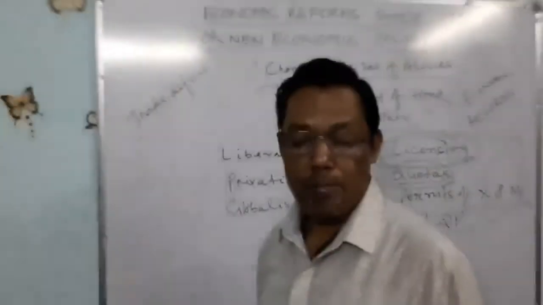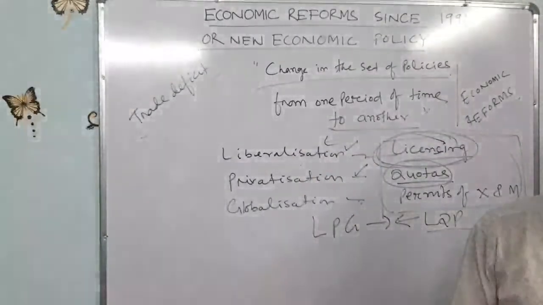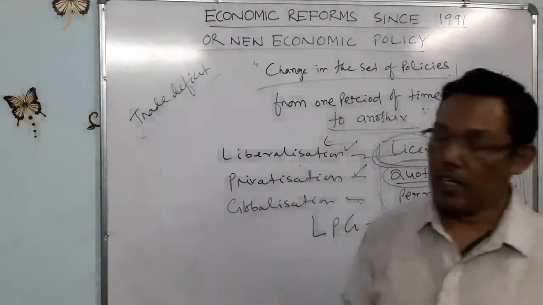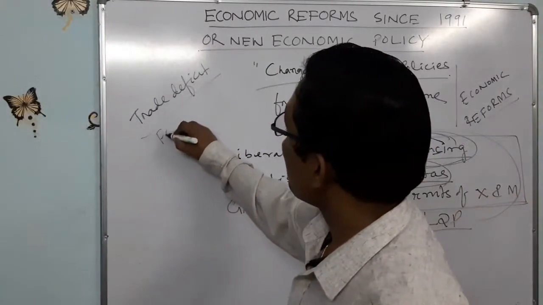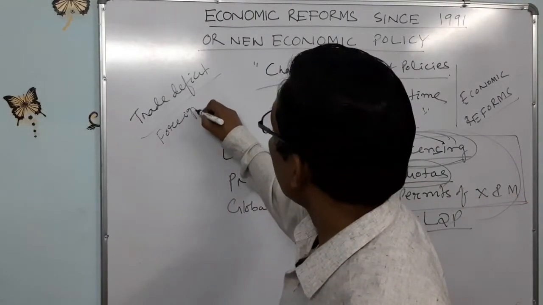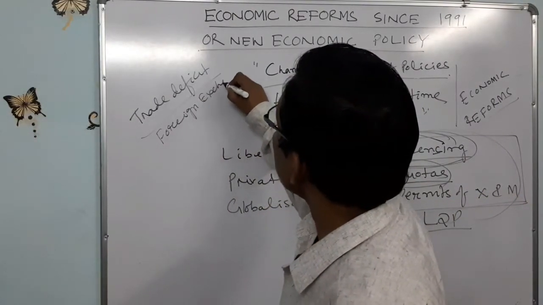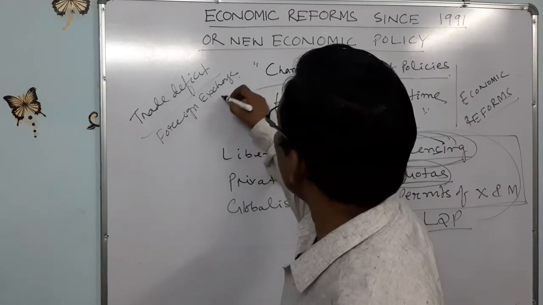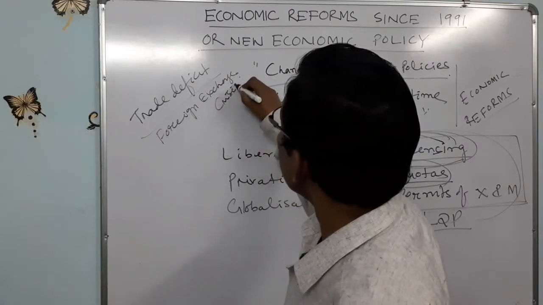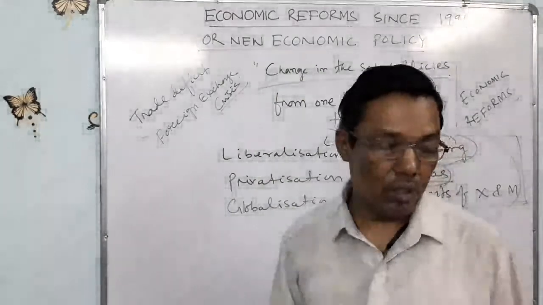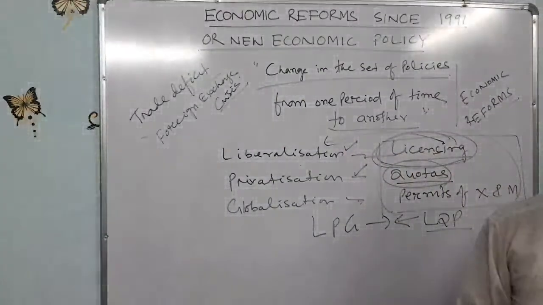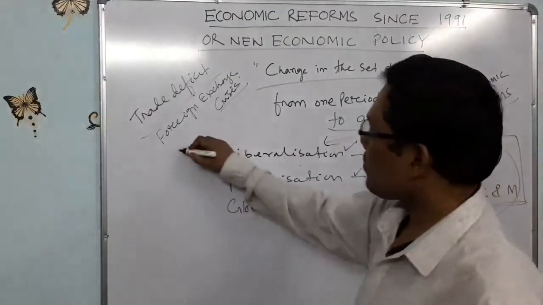You should memorize this in class. Rising trade deficits. Second, third, foreign exchange crisis. One thing is related with that other things. Foreign exchange crisis, exchange systems. And rising debt burden.